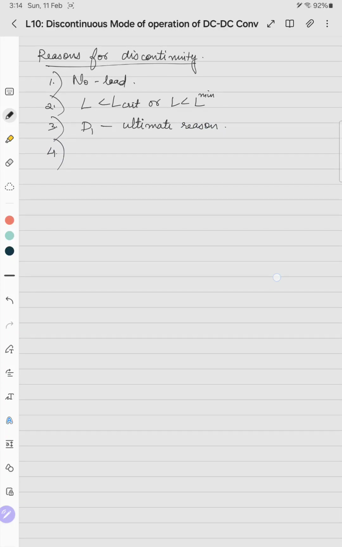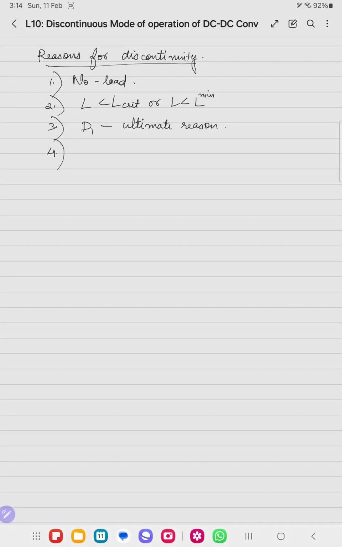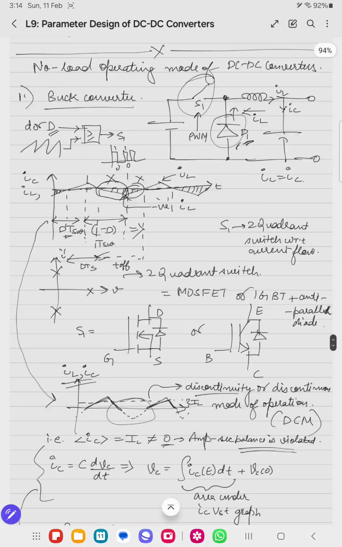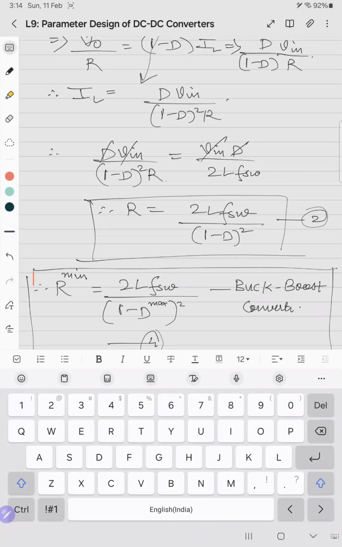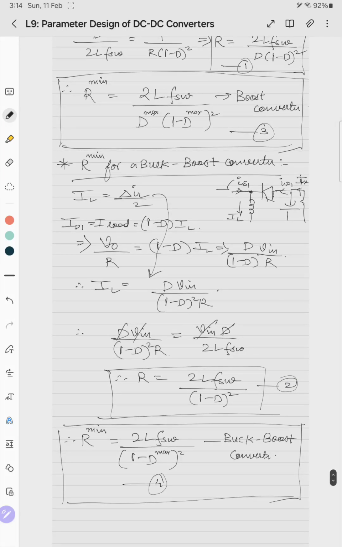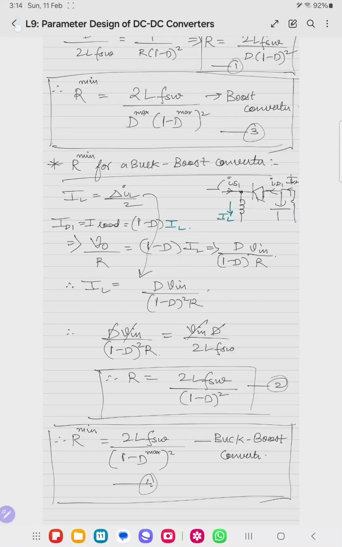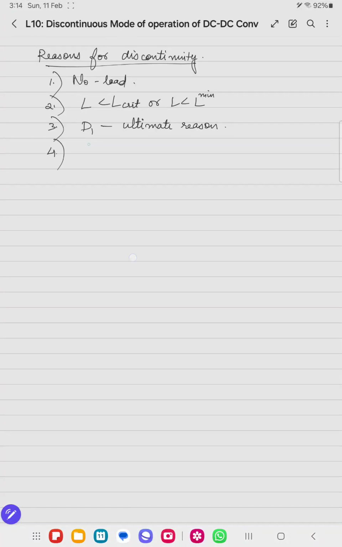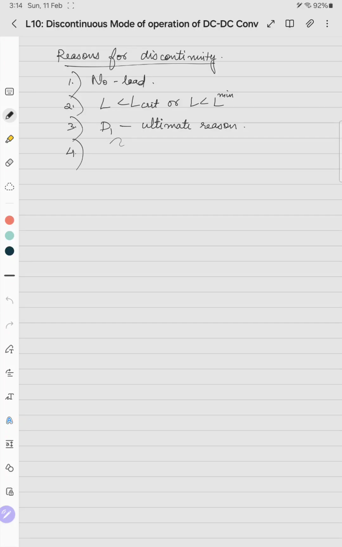You can write further reasons. If we see the expression in the previous lecture, in these notes, R minimum for boost as well as buck boost converter was a function of L into F_switching and D max. So you have to write switching frequency and D max also should be the reasons. Switching frequency, and D max equals to 1 is one of the reasons. If you reduce D max, then the range of operation for continuity will increase.